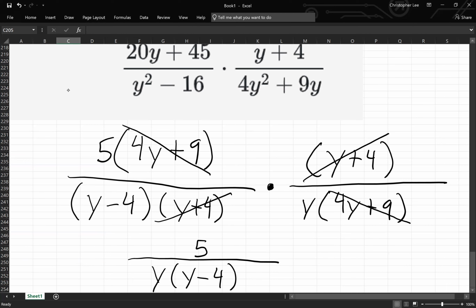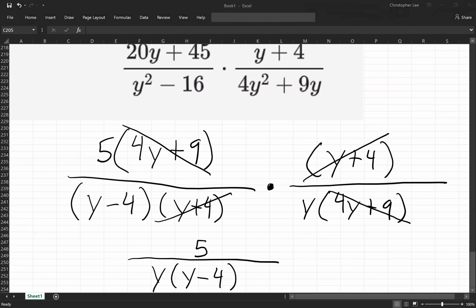Questions on that? Are we good? So factor, cross out the like terms, multiply straight across, and then that's our final answer. That's it, 2 steps. This is multiplying rational expressions. But you know what? Let's keep the fun going.